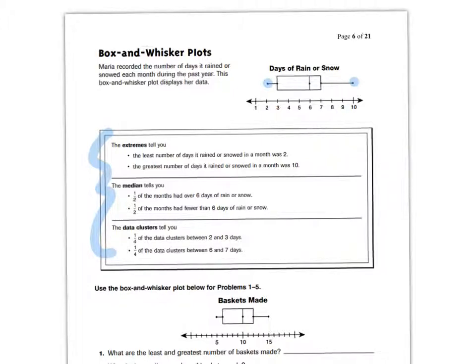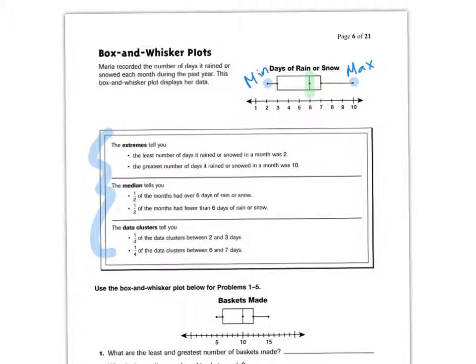So the minimum, or the least number of days, would be that first dot over there on the left. And then the maximum, or the greatest number of days it rained or snowed, is on the right. So the first thing about the graph is that the dots on either end are your minimum and maximum. Okay, so just like everywhere else, the second part is the median, and of course the median's in the middle, so you actually find the median right in the middle of the graph.